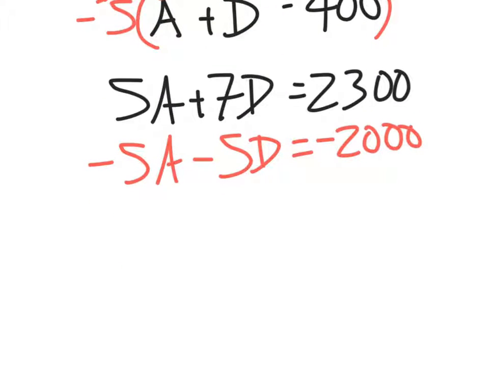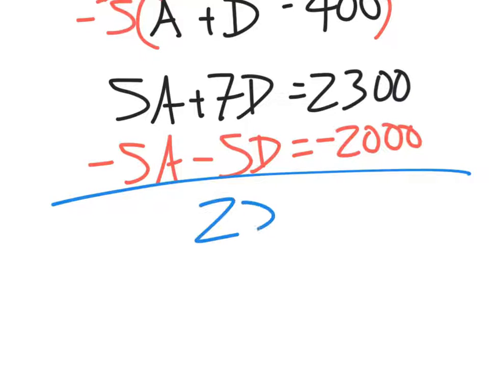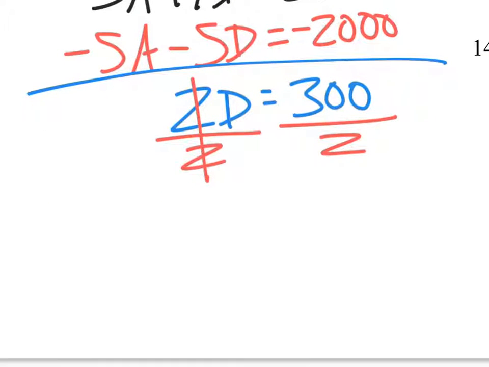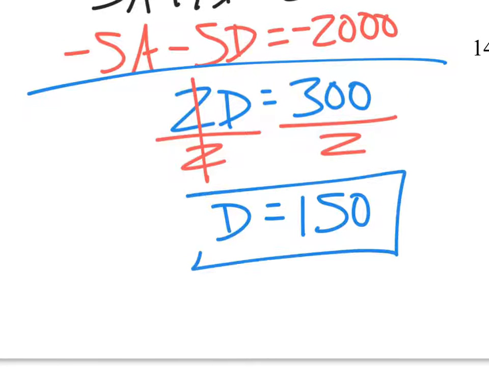All right. So let's take a look. 5A minus 5A is 0. 7D minus 5D is going to give us 2D. And then 2,300 minus 2,000 is going to be simply 300. We're going to need to isolate for D. Eliminate 2 by doing the inverse operation. 2's cancel out. So D, of course, equals 150. And that is the number of tickets sold at the door.